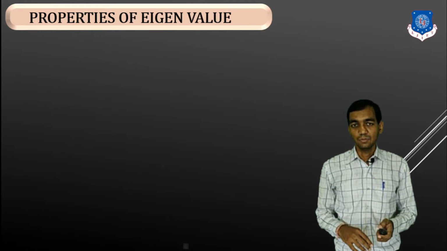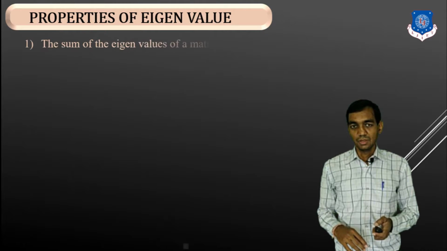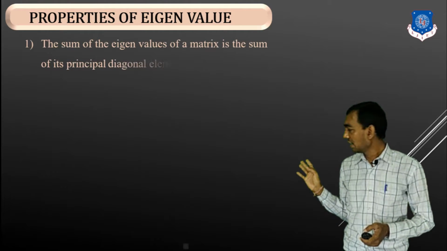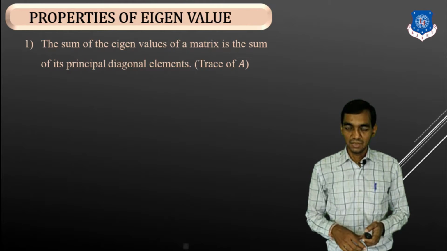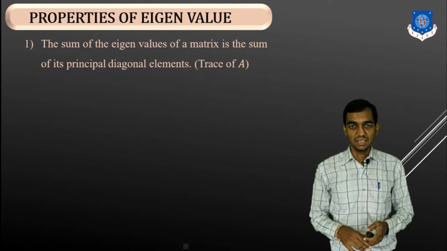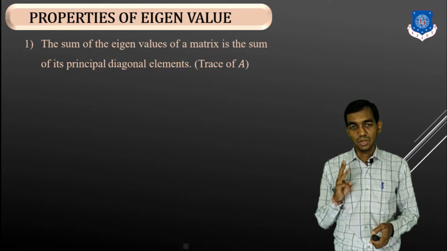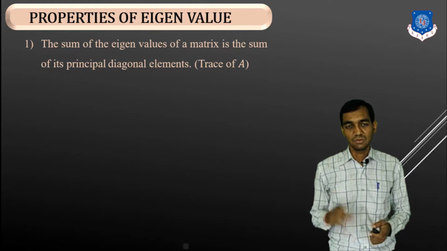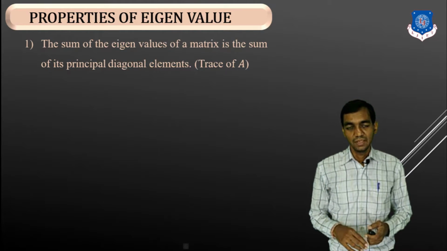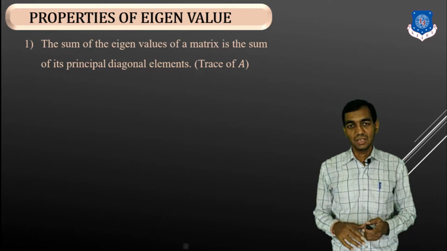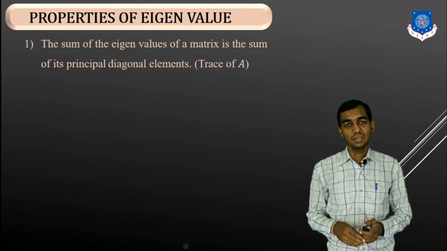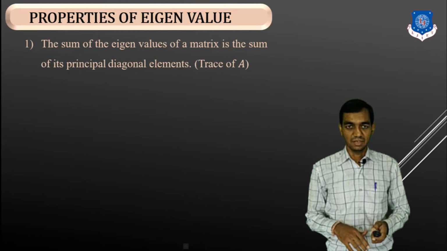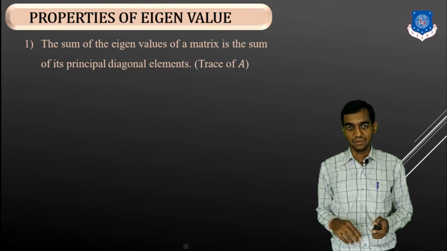Okay. Now, properties of eigenvalues. The first property: the sum of the eigenvalues of a matrix is the sum of the principal diagonal elements. That means if you add the eigenvalues, the sum is the same as the sum of the principal diagonal of the given matrix capital A. That means it is the trace of A.